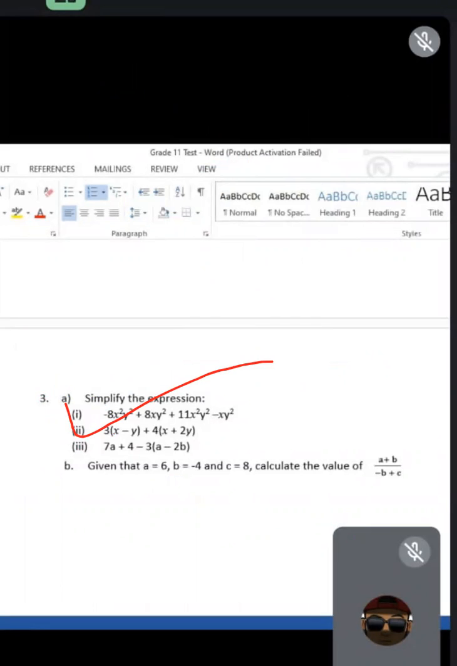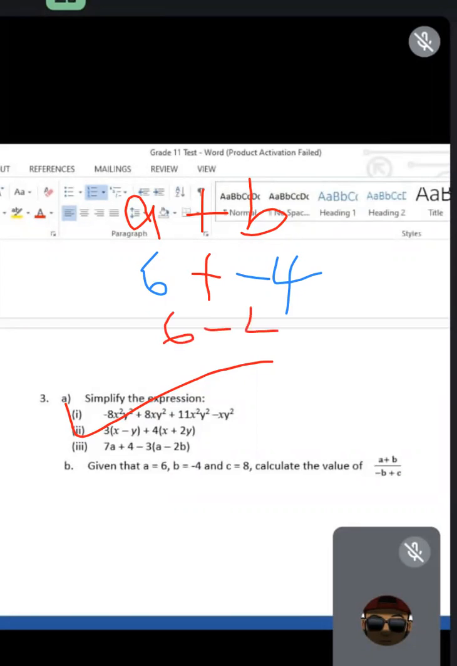A plus B is the same as 6 plus minus 4. That's the same as saying 6 minus 4. So the numerator is 2.